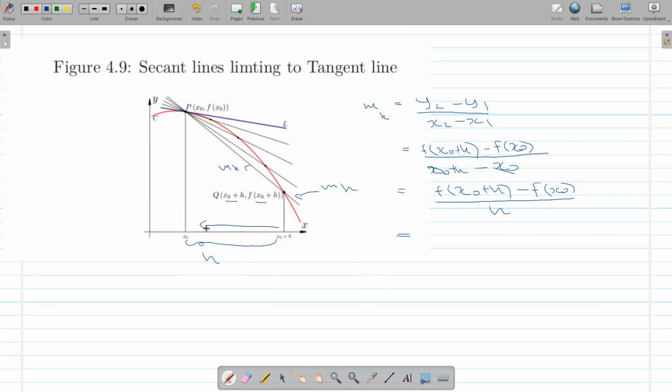But if we send this h to 0, the limit of h to 0, this black line overlaps this purple line. So if I want the slope of this tangent line, this l is the tangent, I can take the limit as h goes to 0 of f(x naught plus h) minus f(x naught) over h.